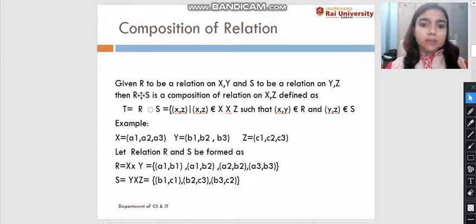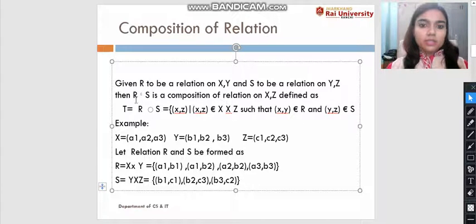Then this composition of relation is represented as R dot S. इस डॉट को हम hollow dot से रिप्रेजेंट करते हैं. Okay, this is represented as this hollow dot. This is your composition of relation.